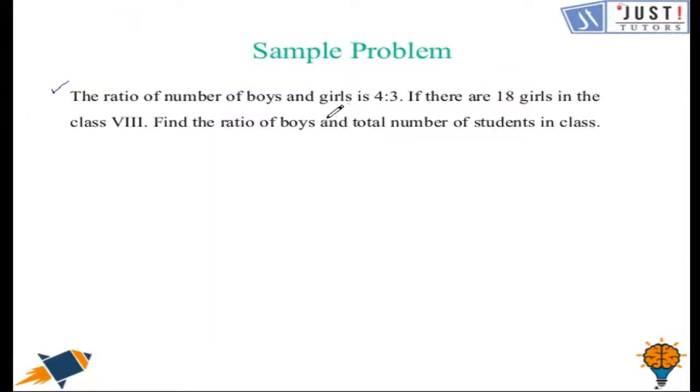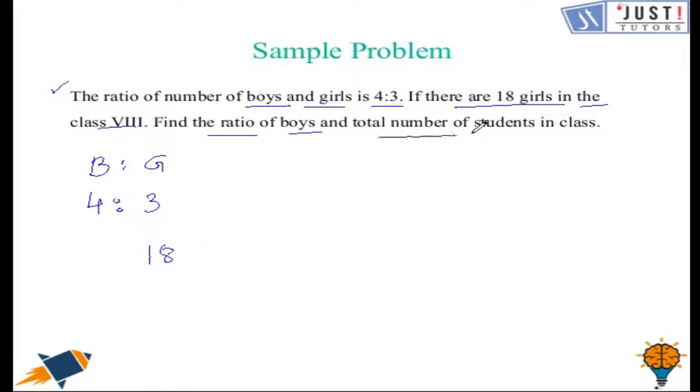The ratio of number of boys and girls is 4:3. Okay, we have boys and girls, so ratio will be like this: boys is to girls, and ratio is given 4:3. If there are 18 girls in the class 8, find the ratio of boys and total number of students. For total number of students, we need to know the number of boys, and for number of boys, we can think a missing number here. Now, how to find this missing number?